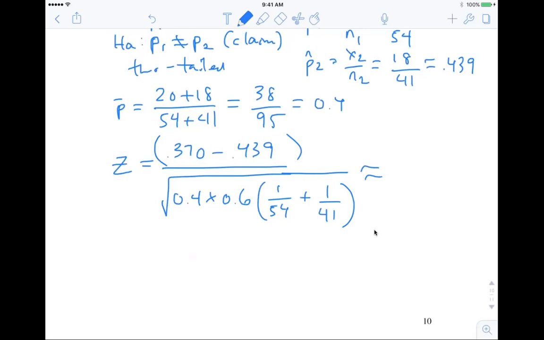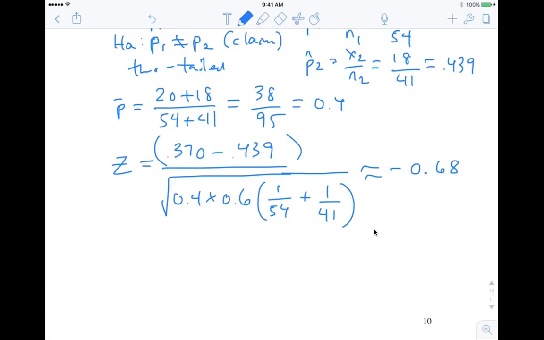Okay, let's calculate this and see what we got. And I always encourage you to try these on your own as well, just to make sure your calculator is working, getting it entered in right. But this is about negative 0.68.